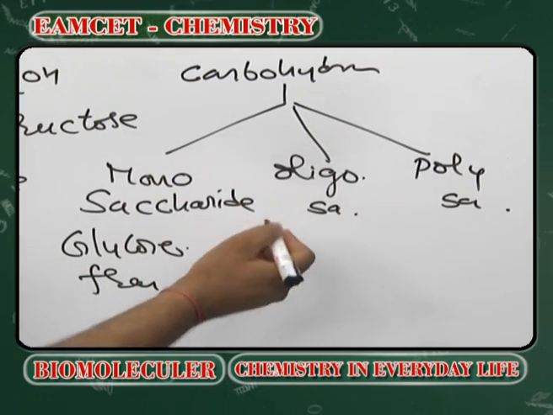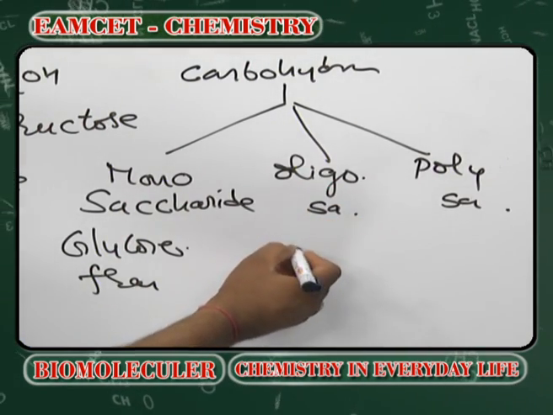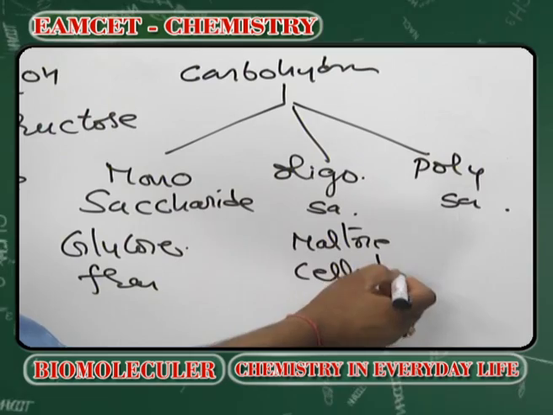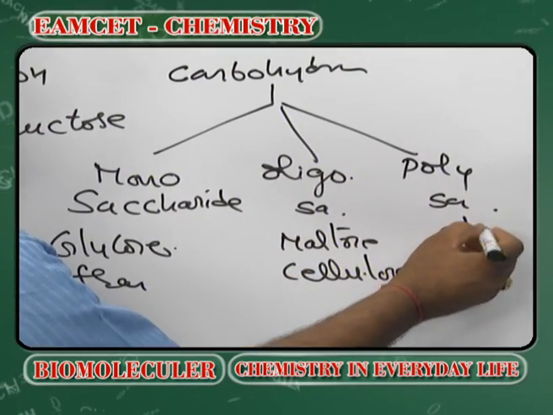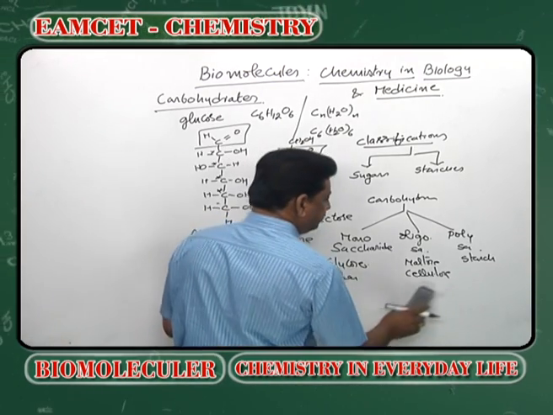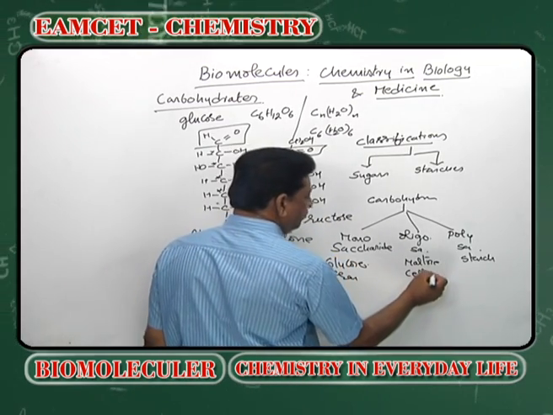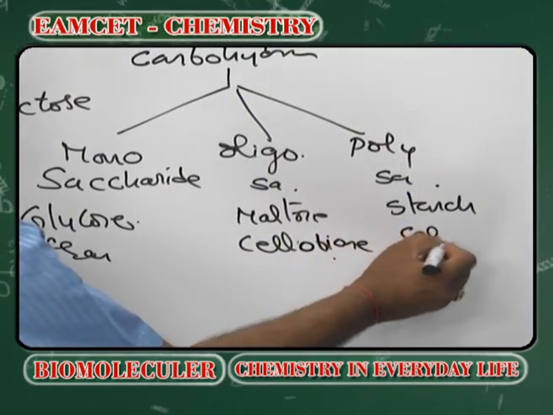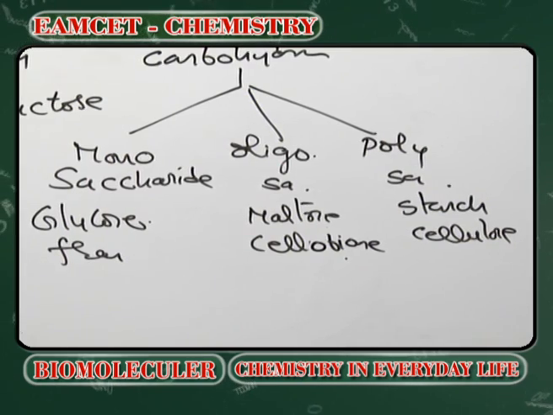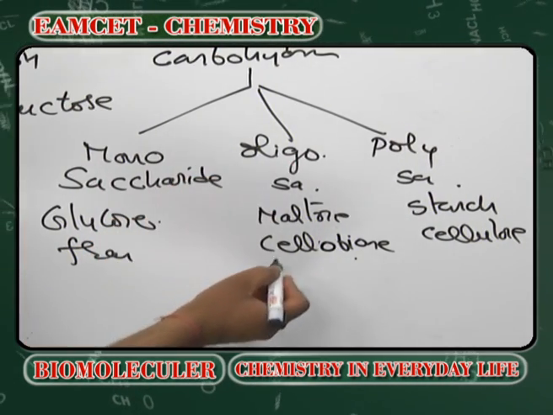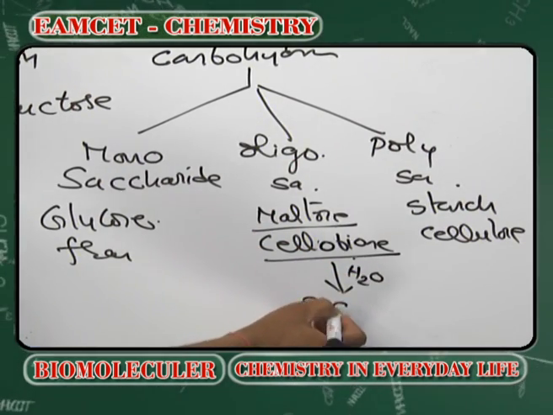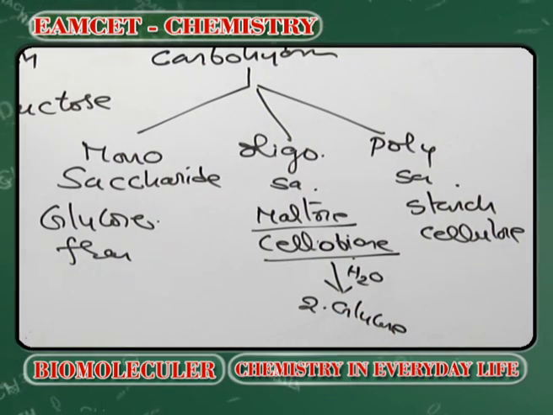Oligosaccharides are di-, tri-, tetra-, up to 10 units, under this maltose, cellobiose, raffinose, and polysaccharides are starch, cellulose. Cellobiose is the disaccharide, not cellulose. Cellulose is a polysaccharide. So this is the classification. When you hydrolyze a disaccharide like cellobiose or maltose, you get 2 glucose units, that's why they are called disaccharides.